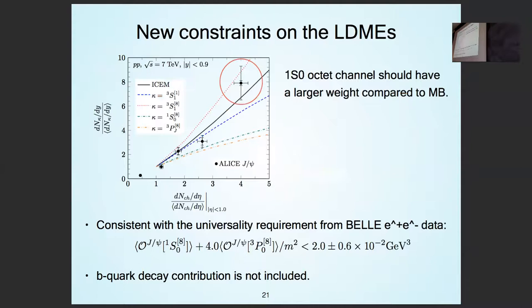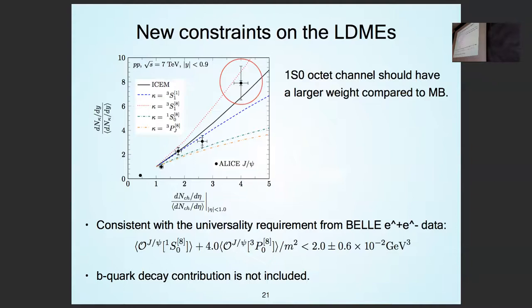So this is the QQ bar production as a function of charge multiplicity. These different colors are showing intermediate state dependence. By comparing CGC calculations with data at the LHC, the octet channel should have a larger weight compared to minimum bias events. Otherwise, the color singlet channel is smaller, so this line is gone, and we have some underestimate of data from the CGC perspective.